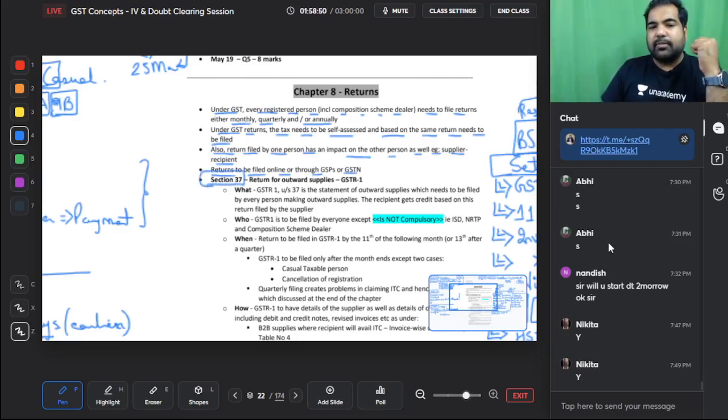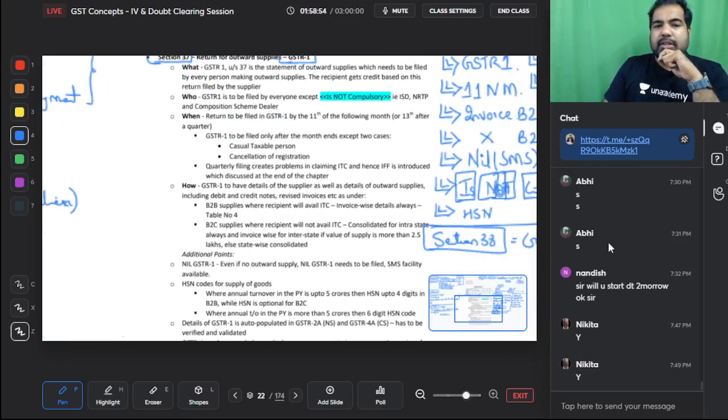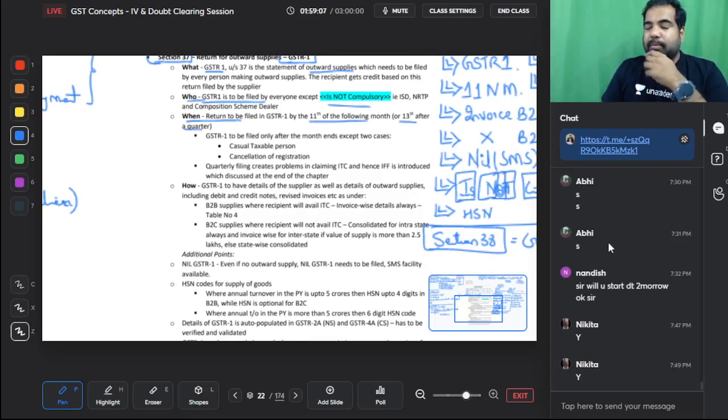Section 37 is GSTR 1. In this case, GSTR 1, it's a statement of outward supplies. Who has to file it? Everyone except is not compulsory has to file it. When is it supposed to be filed? By the 11th of the next month, 13th in case of QRMP, but I will talk about that scheme soon.